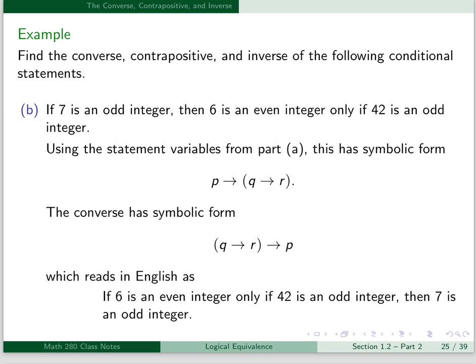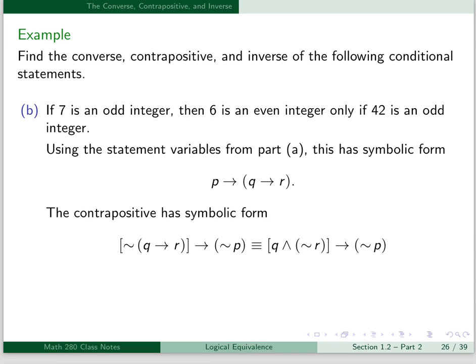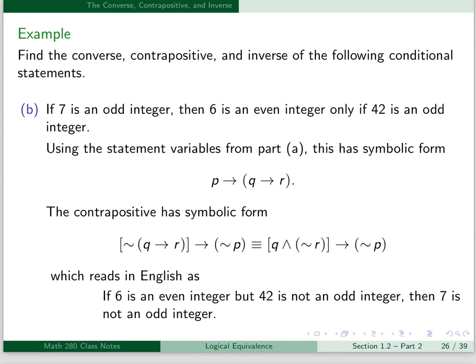And this reads in English, if 6 is an even integer, only if 42 is an odd integer, then 7 is an odd integer. The contrapositive has symbolic form not the quantity Q implies R implies not P. And this is logically equivalent to Q and not R implies not P, where we've used the equivalence for negating the conditional Q implies R. This reads in English, if 6 is an even integer, but 42 is not an odd integer, then 7 is not an odd integer.